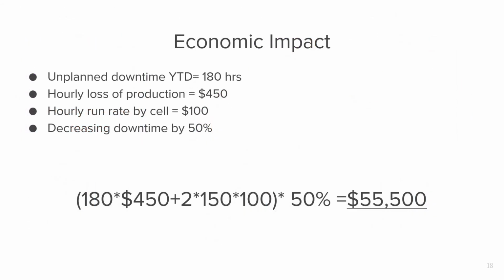The economic impact for the project will be calculated by a cell, which is assumed to be the entire Mazak area, including all 4 machines. The numbers used to estimate the economic impact were provided by Danfoss. Unplanned downtime year to date is 180 hours. Hourly loss of production is $450 per hour. Hourly run rate by cell is $100 per hour.